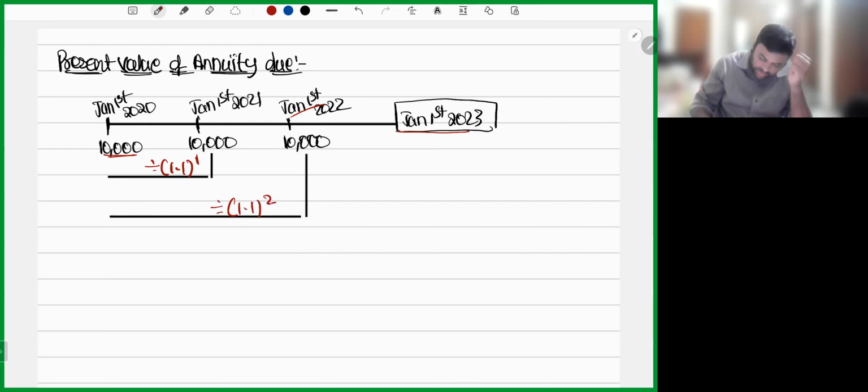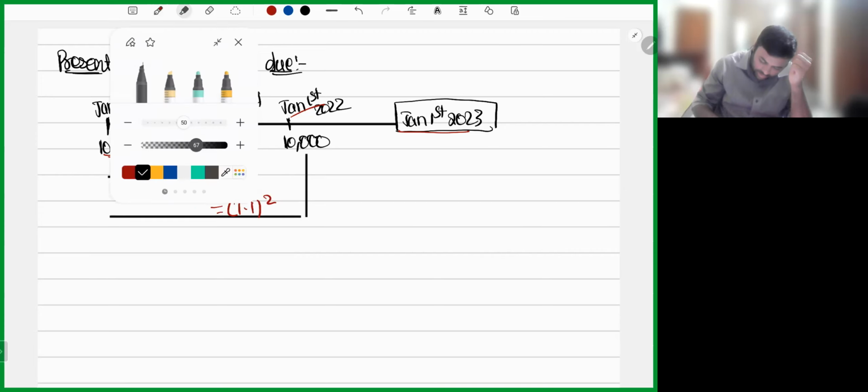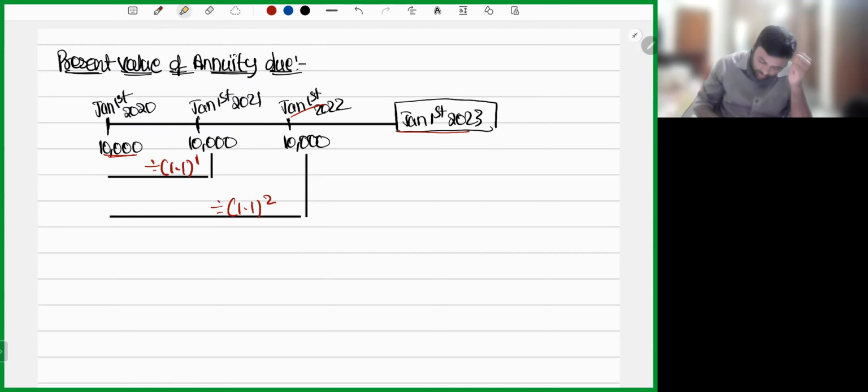Sir, why like that, sir? Simple. What's the time gap between January 1st, 2020 and January 1st, 2021? 1 year. So that's the reason I'm doing whole power 1. January 1st, 2020 and January 1st, 2022, 2 years. That's the reason I'm doing whole square. Now, what is 10,000 divided by 1.1? It is 9090.90.